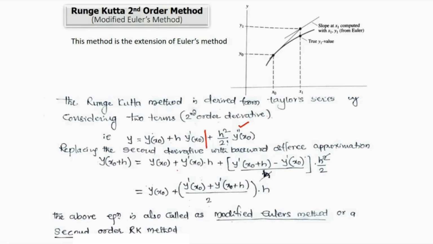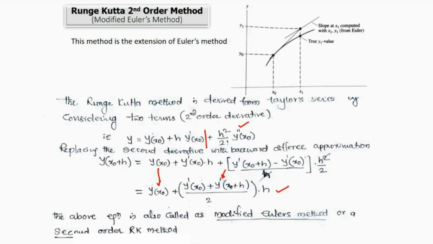After incorporating this and simplifying, this equation is y of x naught, y dash x naught h, plus y dash x naught h by 2. The h gets cancelled, so y dash x naught by 2, and again for the second term, y dash of x naught plus h by 2 into h. On simplification, you will get this equation.